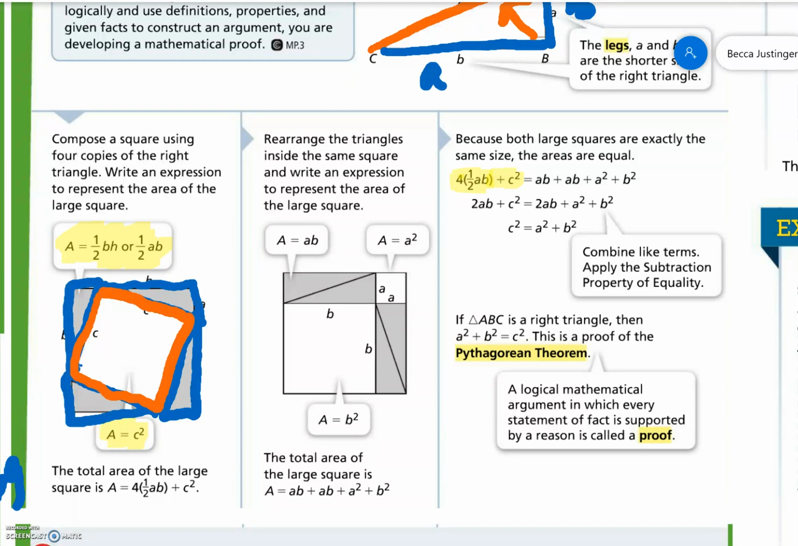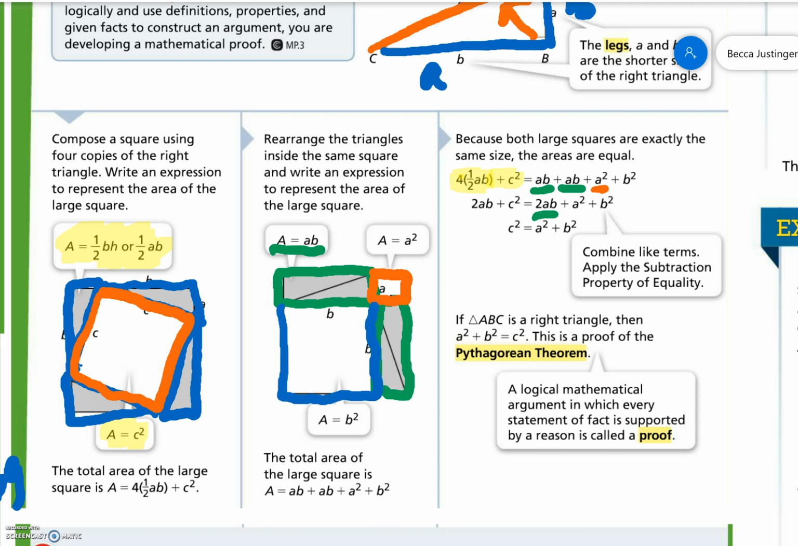Then rearrange the triangles inside the same square and write an expression to represent the area of the large square. So again, now we have a different square, but it's still the same size. So we have these rectangles that are made up of 2 triangles. And their area is length times width, so AB. And there's 2 of them. So AB plus AB, which gives us 2AB. Then there's the small square that's just made up of A's. So A times A is A squared. And lastly, this bigger square with side lengths B, B times B, that's B squared.